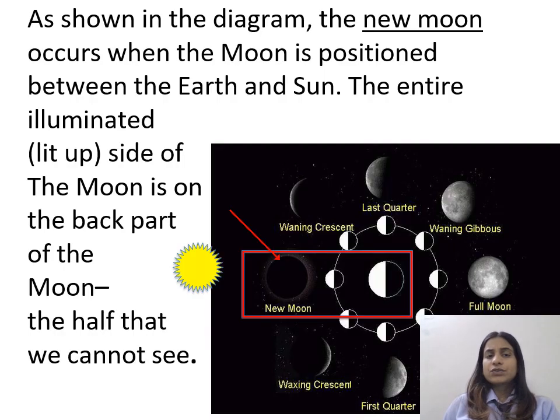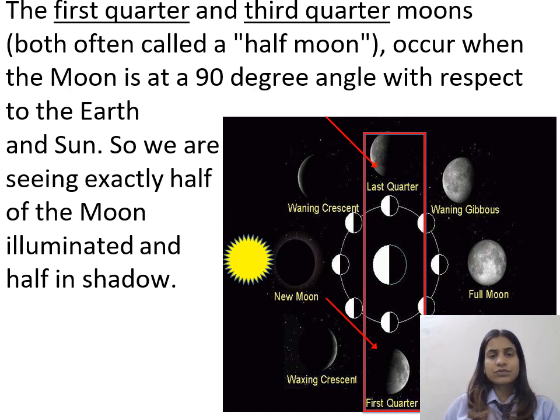As shown in the diagram, the new moon occurs when the moon is positioned between the earth and the sun. The entire illuminated side of the moon is on the back part of the moon, the half that we cannot see. The first quarter and the third quarter moons occur when the moon is at a 90-degree angle with respect to the earth and the sun. So we are seeing exactly half of the moon illuminated and half in shadow.